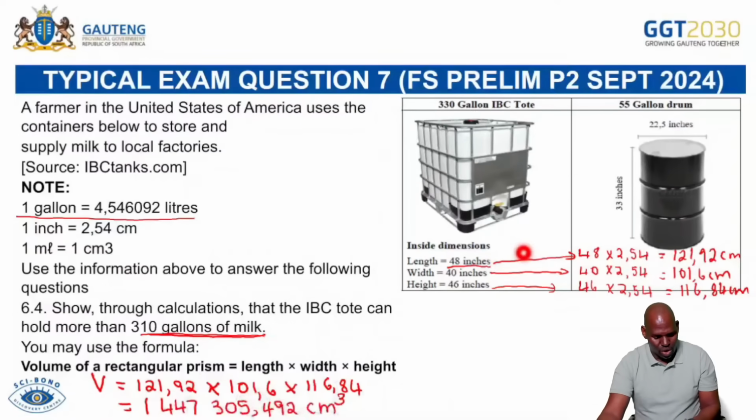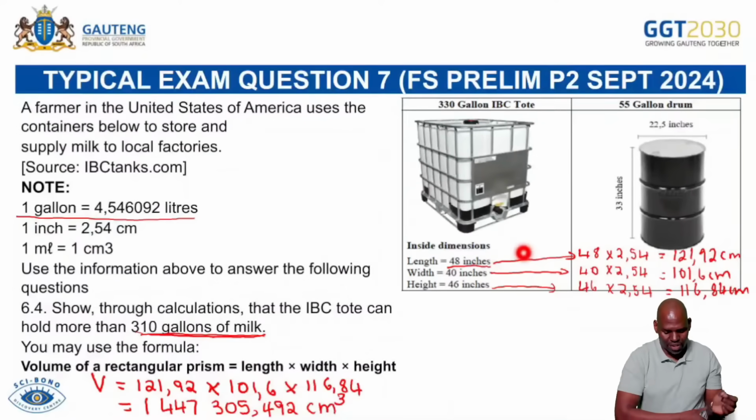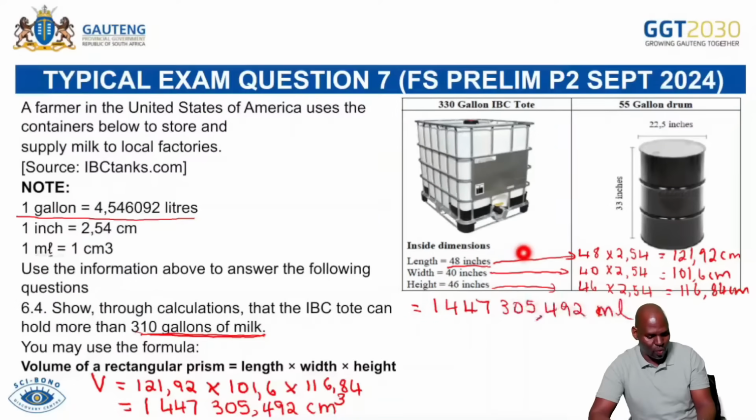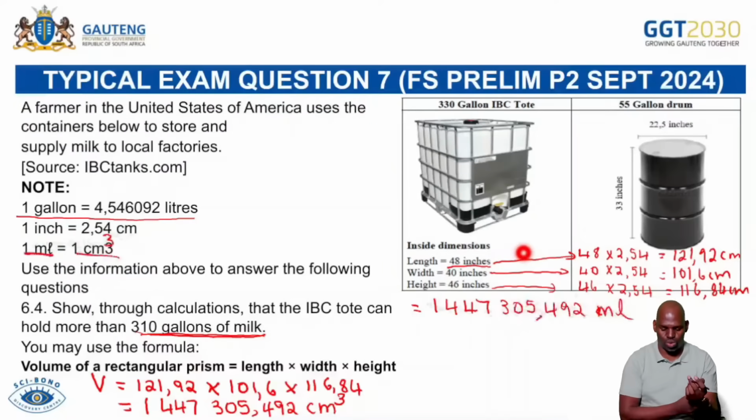Okay, right. So from this one, they say that I need to compare this. So if it's 310 gallons, I've got 1,447,305,492 centimeter cubed. But I know that centimeter cubed is the same as milliliters. So automatically this will be 1,447,305,492 milliliters. You see there, 1 milliliter is equal to 1 centimeter cubed. So immediately this will just change to milliliters. But in the end, I need to check if this is 310 gallons.